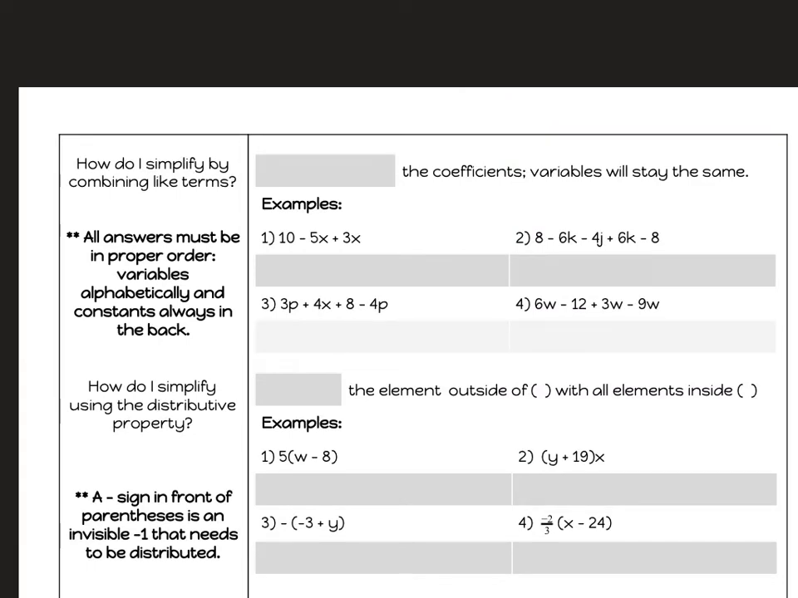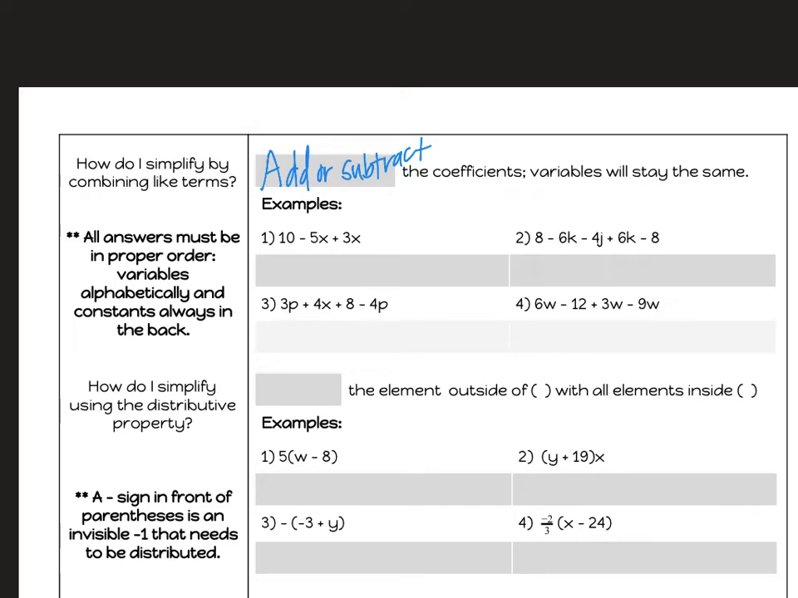How do I simplify? By combining like terms. You're going to add or subtract the coefficients, and the variables will stay the same. So let's look at this first example.